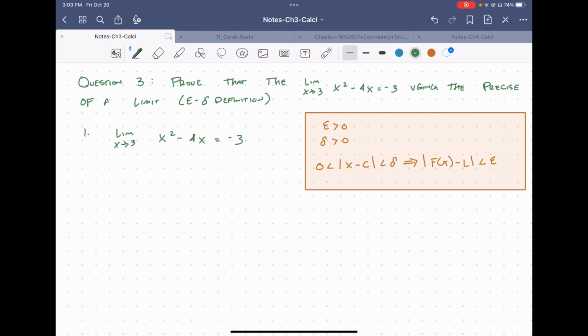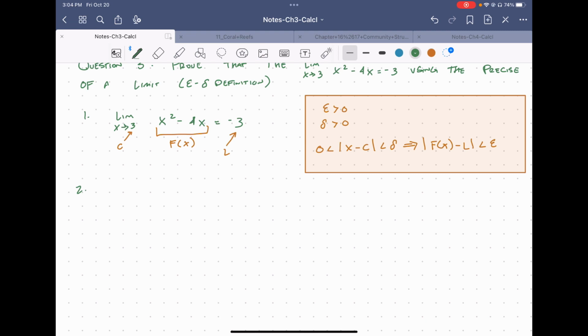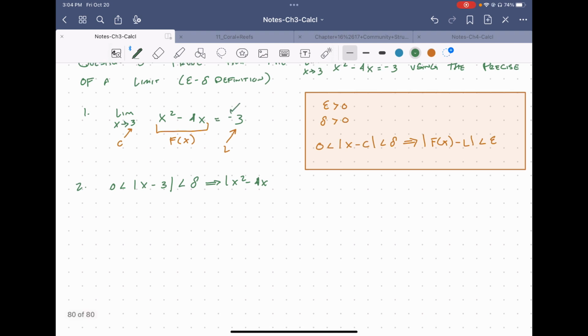If you'll notice, this 3 right here at the limit equals our c value. This part of the function right here is the f of x, and this 3 is the L value. So we're going to go ahead and plug these into the equation I had written on the right side. Step number 2. We have 0 less than the absolute value of x minus 3 less than delta, and then the absolute value of our x squared minus 4x, which is our f of x value, and then it would be minus L, but we have a negative right here, so plus 3, less than epsilon.